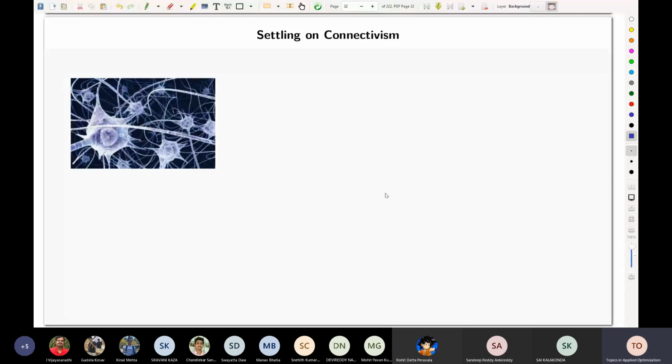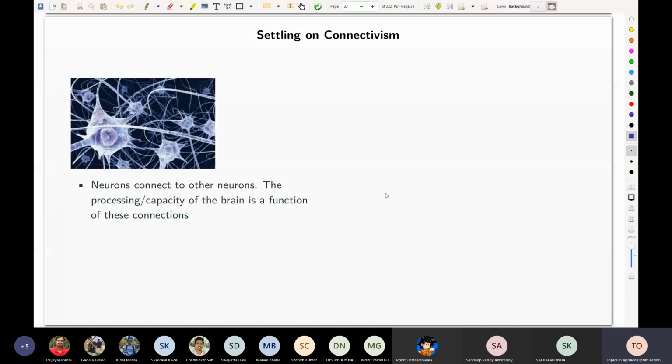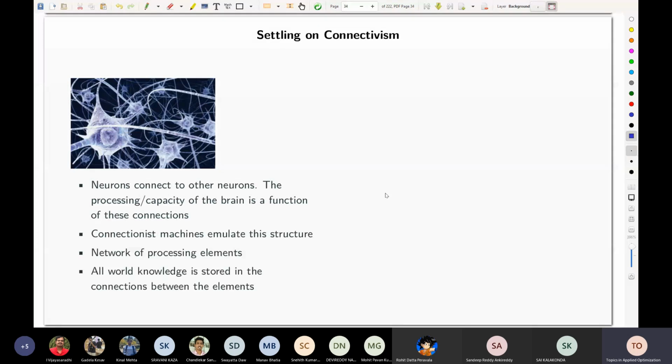So neurons are connected to other neurons, that's related to the brain, and the processing capacity of the brain is a function of these connections. Again, these statements are philosophical right now. Connectionist machines emulate this structure. If we are going to build a machine, it has to follow such a structure: a network of processing elements. All world knowledge is stored in the connections between the elements. That's the claim.